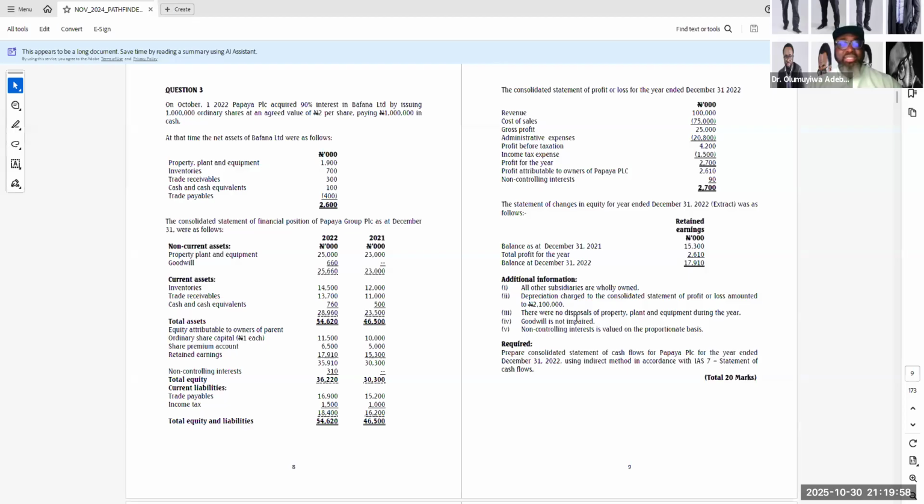If you compare this with the one I provided in the class material, you find out that this is just like child's play, okay? But again, this is what you should likely expect, or something a little higher than this, but not up to what I've put in that material for class, because this is the first time you are exposed at skill level to the consolidated statement of cash flow.